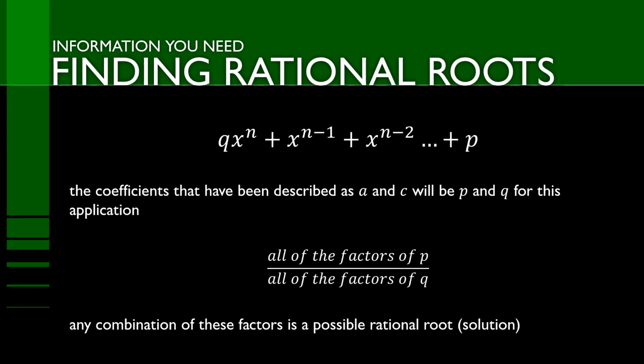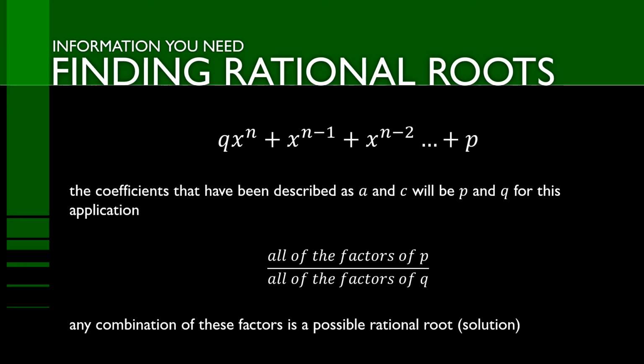always identified as, if it's quadratic, we would identify it as C. If it's cubic, we would identify it as D. Well, when we're finding the rational roots, we're going to identify the lead coefficient as Q and the constant at the end of the polynomial as P.